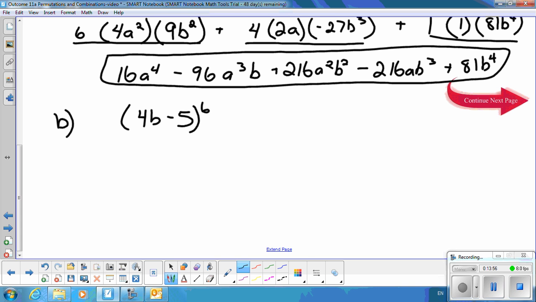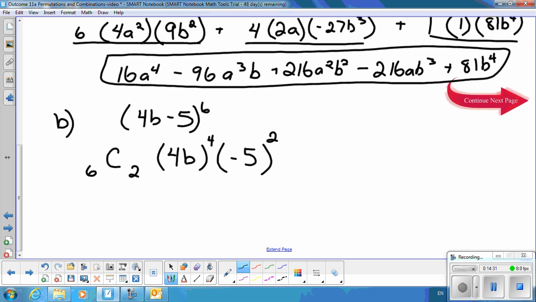If we're looking for the third term, our coefficient is going to start with 6c. The third term in that row, the first one starts at 0, 1, so the third term would be 6c2. The exponent for the third term, again it starts at 6, 5, so this one would be 4. The term is 4b. The next one has to add up to 6, so it's going to be 2, and that term in there is negative 5.